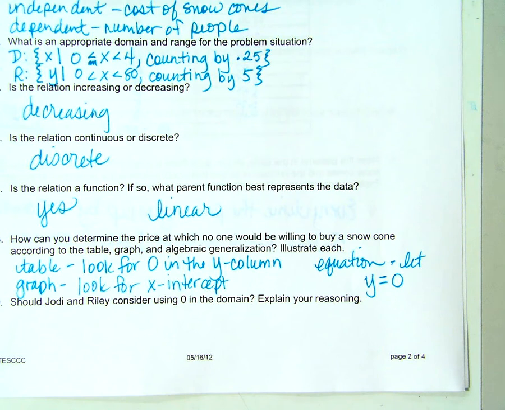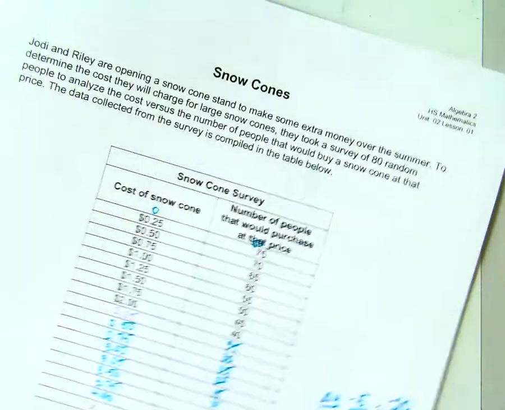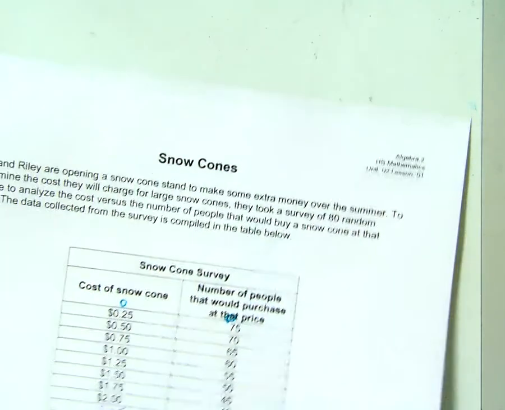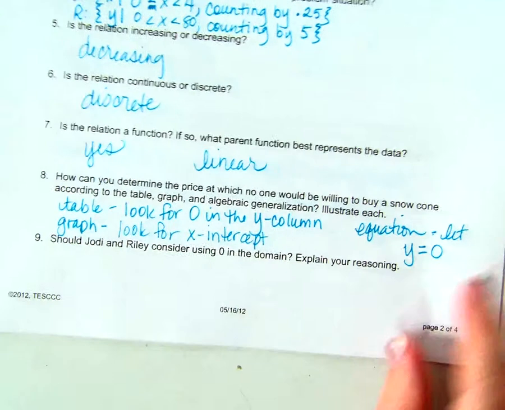So who said no? Mariah, why did you say no? Okay, so you're saying they should not use 0 as their cost because they won't make any money that way. And their whole goal, according to the instructions at the very beginning, was to make some extra money over the summer. Not only are they not making extra money, they had to buy all the snow cone stuff to begin with, so they're actually losing money if they charge $0, right?